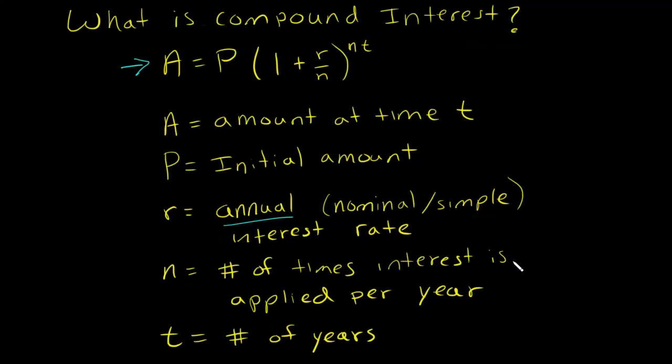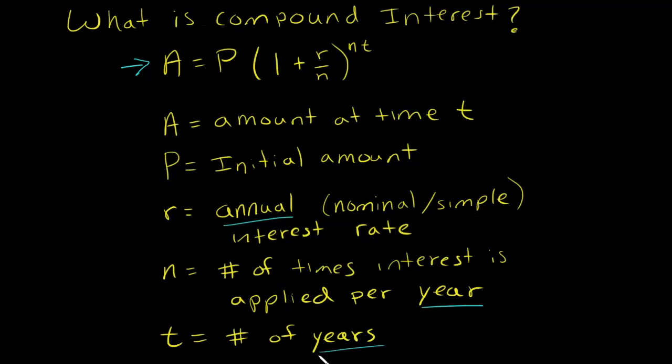N is the number of times the interest is applied per year. A lot of times banks will apply interest every day. So that is 365 days a year, so N would be 365. But you only get your payment once a month, and I'll talk more about that later. But for right now, we can think of N as being maybe once a month, so that would be 12 times in a year. T is the number of years that you're waiting to see how much money you're going to have at the end of that amount of time.